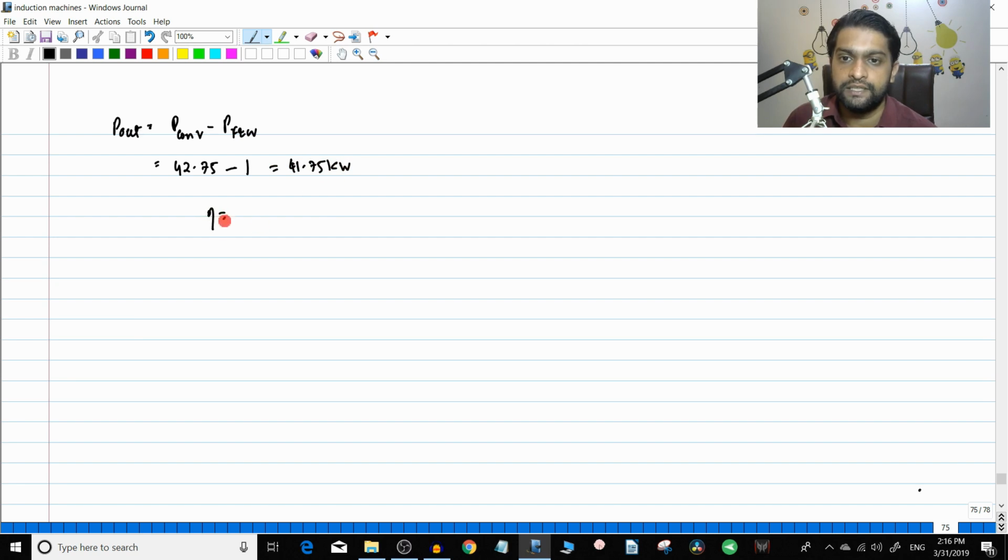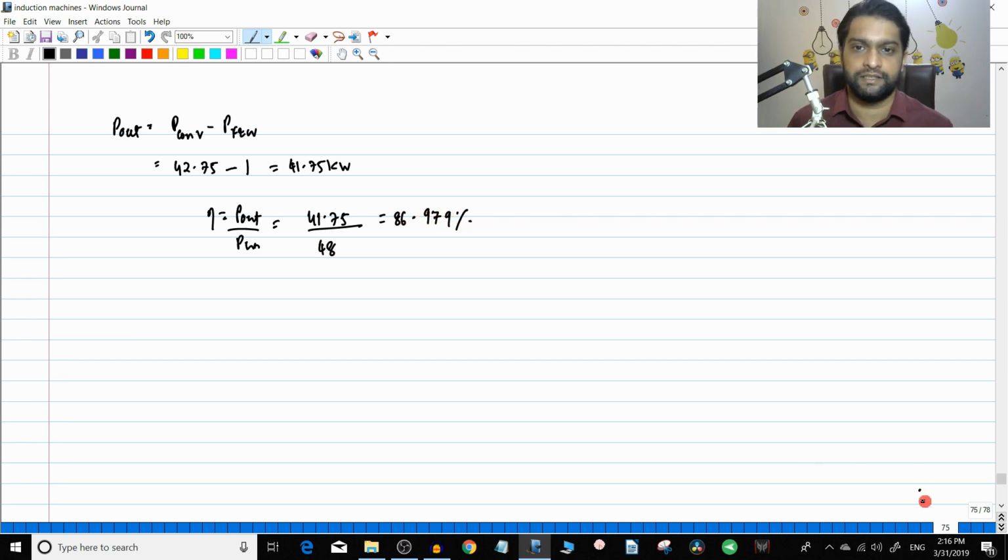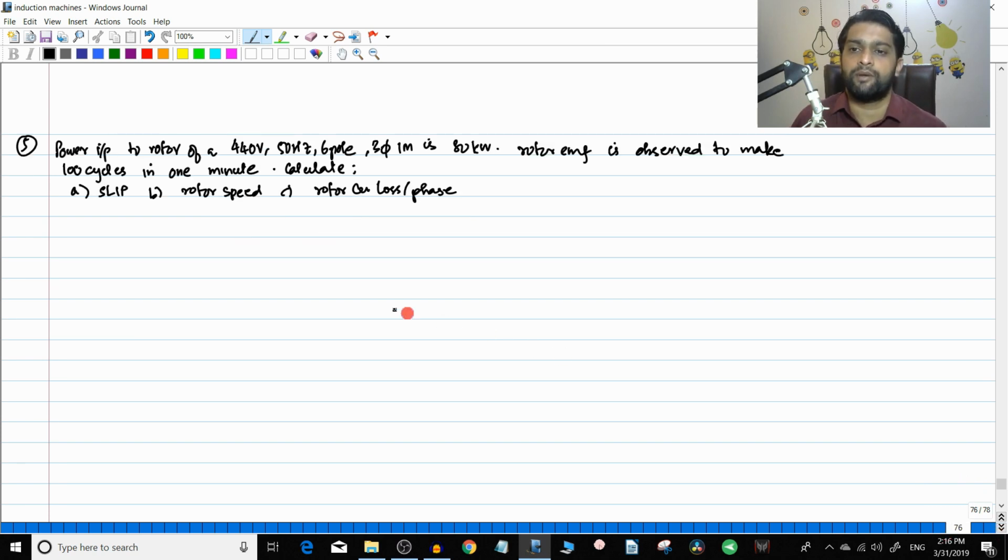The efficiency is the output power divided by the input power. So this is the shaft power or the output power. So this value will be equal to 41.75 divided by the input power, which was given to be 48. So there is 86.979%. So this is one way of doing this problem. So now let us move to the next problem.